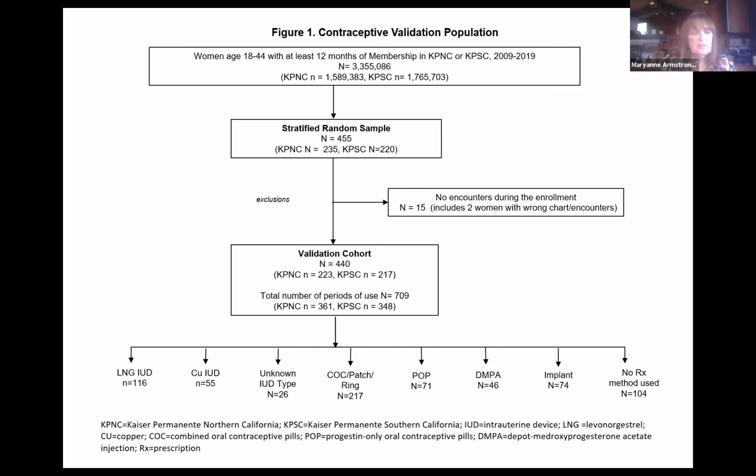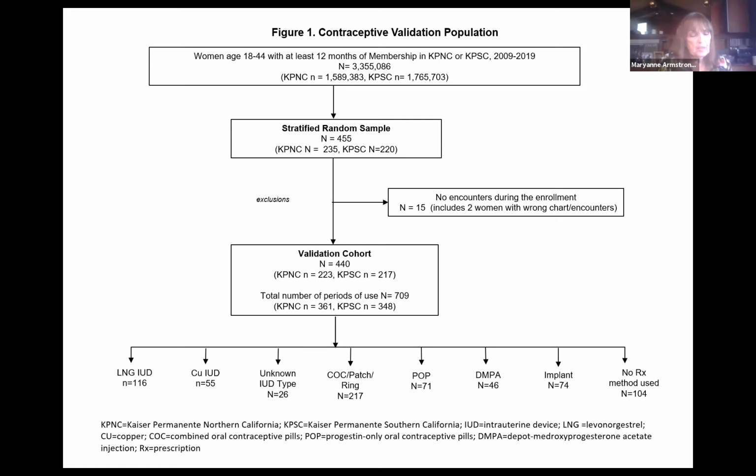Now, the index date was defined as the first date a woman was a member of the Kaiser Permanente system during the study period, which started on January 1st, 2009, and also had 12 months of prior enrollment. So as you can see, our total N was about 3.5 million. I'm sorry, 3.4 million members from both Northern and Southern California combined.